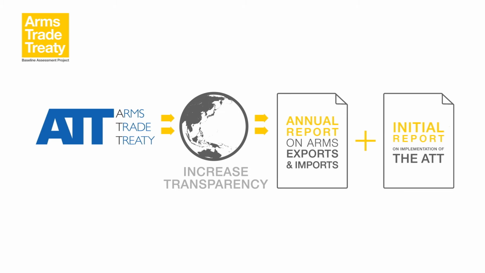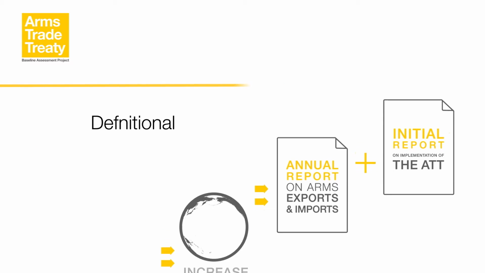A key objective of the Arms Trade Treaty is to increase transparency in the global arms trade by requiring states to submit annual reports on arms exports and imports, in addition to an initial report on treaty implementation.